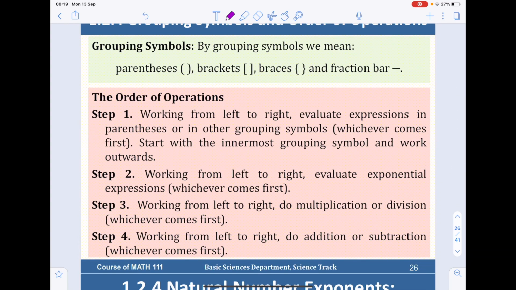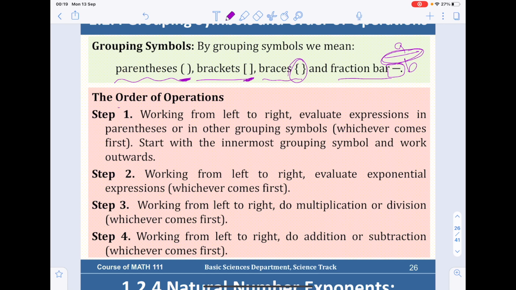Grouping symbols. By grouping symbols, we mean the parentheses. We have parentheses, this shape, and we have brackets, like a square, and we have braces, and this is for sets, and we have a fraction bar, like A over B. This is the fraction bar.